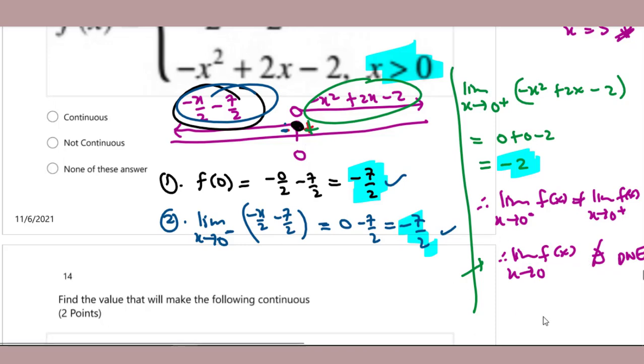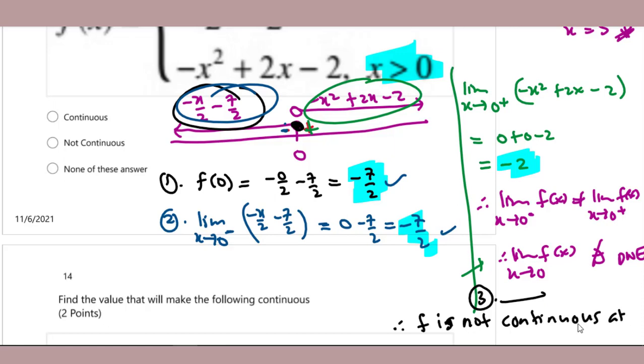And okay, so the third step is just conclude. No need to show this, just conclude. Therefore, f is not continuous at x is equal to 0. Just conclude, okay, without showing the third step. Not continuous.